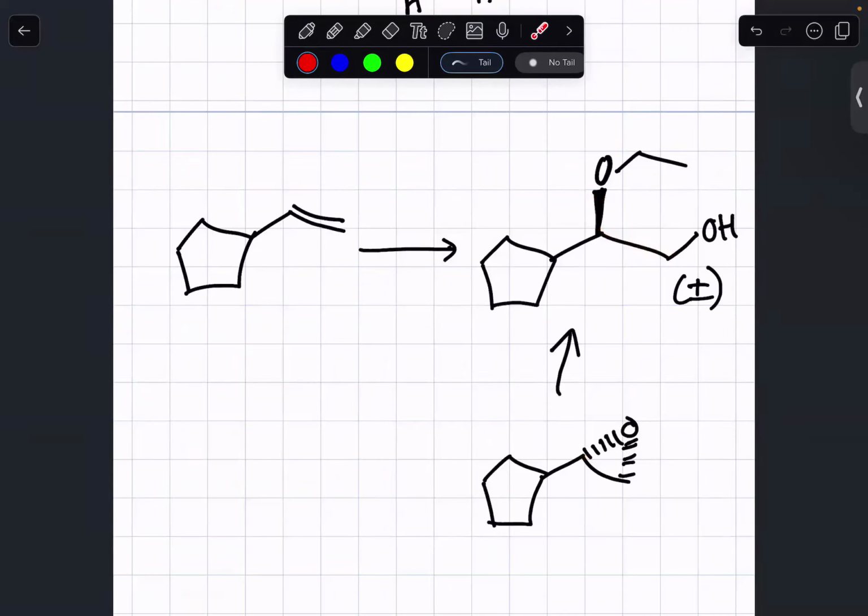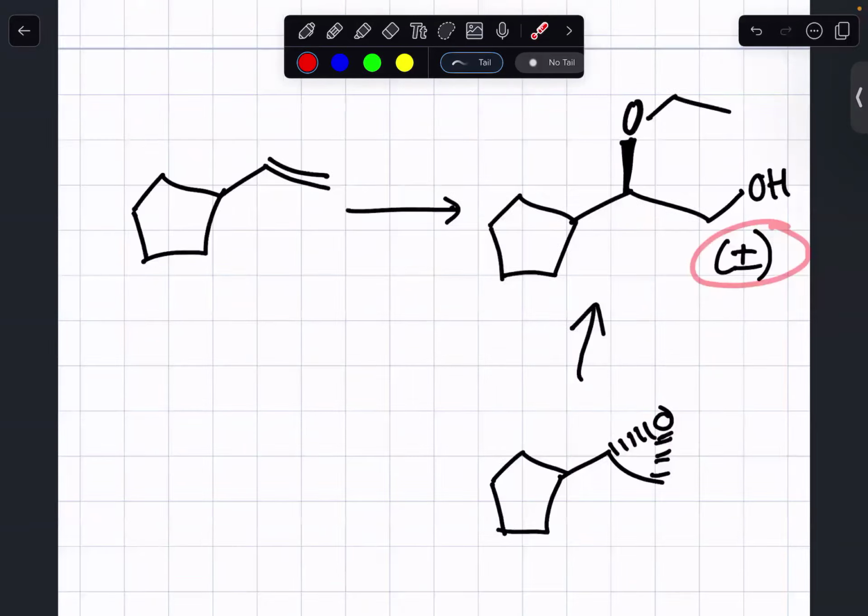The reason why I made these dashes is because, well, it doesn't really matter, because when the alcohol attacks, it will invert that dash into a wedge. But it doesn't matter here because we have the plus minus enantiomer as well.